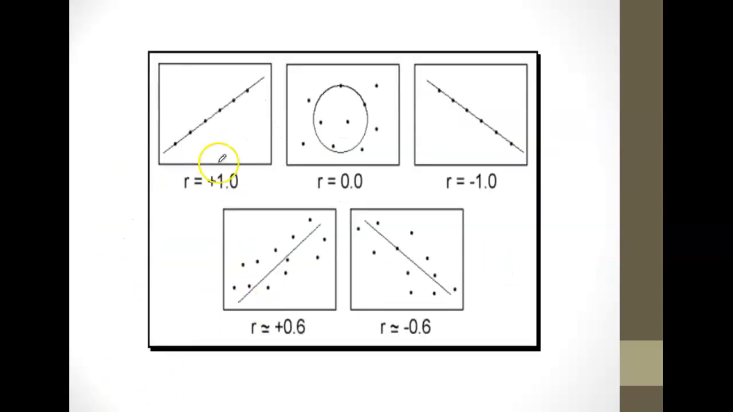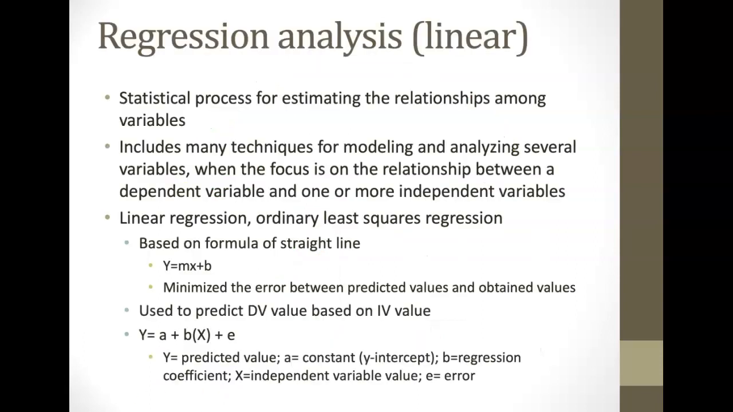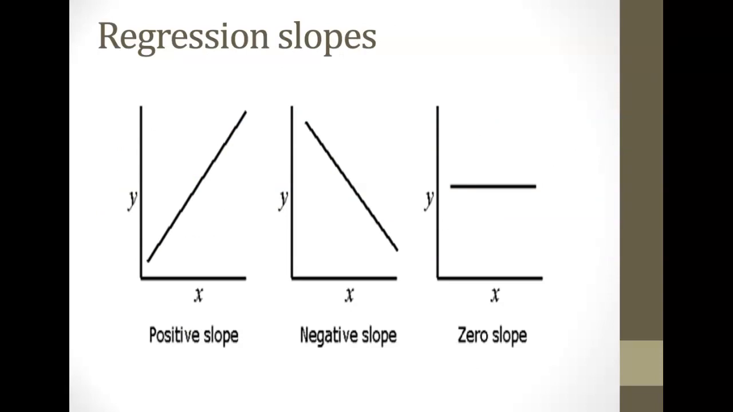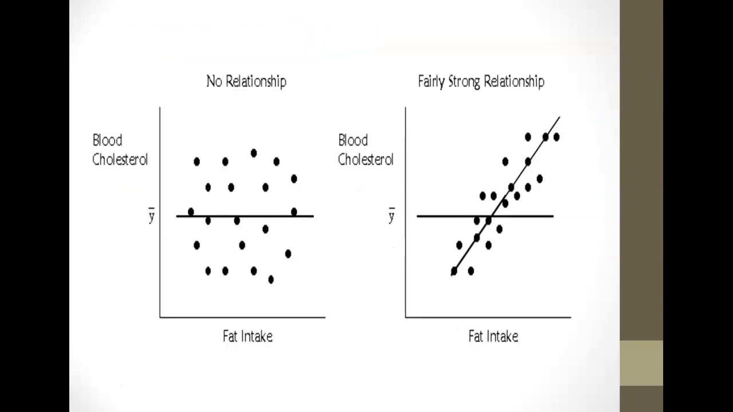This gives you some values, like a perfect correlation. Positive is 1, perfect negative is negative 1. Not a perfect correlation, but 0.6, and we'll talk more about those values at some point. But just for now, this is correlation. And then regression analysis is similar, but it allows you to predict different things. And I want to go through this.